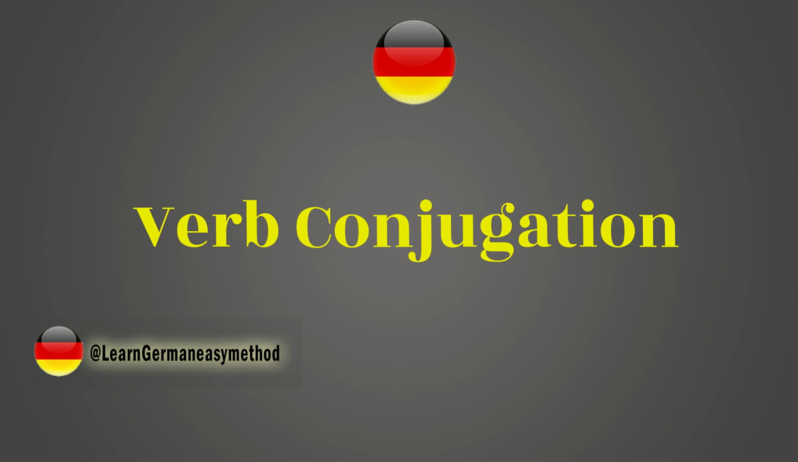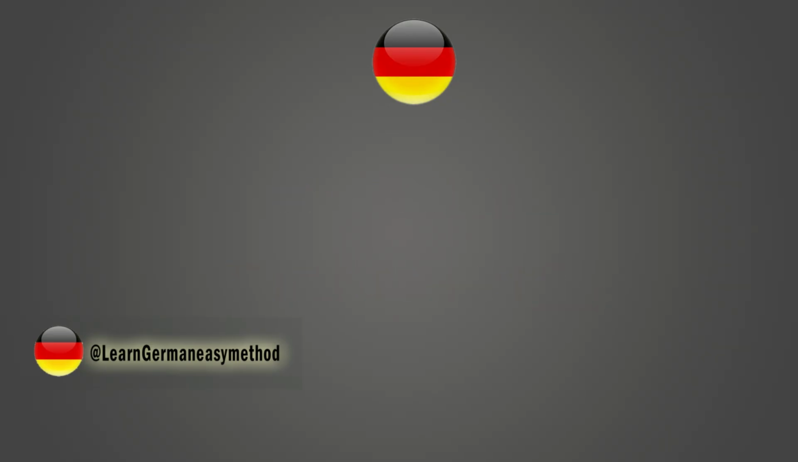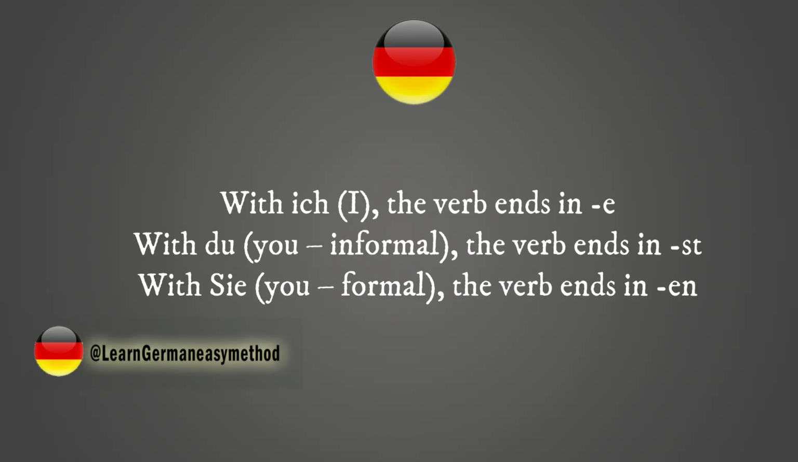Verb conjugation means changing the verb according to the subject. Here are 3 sentences. Focus on the pronouns and the verb endings. In each sentence, the verb ending is different. These endings depend on the subject of the sentence. With ich, I, the verb ends in e. With du, you, informal, the verb ends in st. And with sie, you, formal, the verb ends in n.